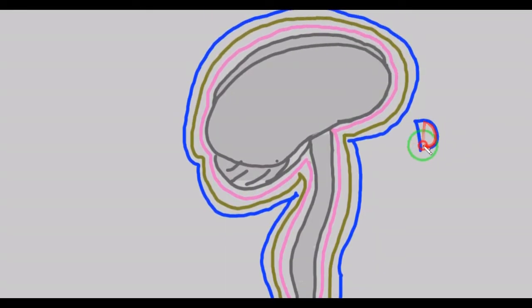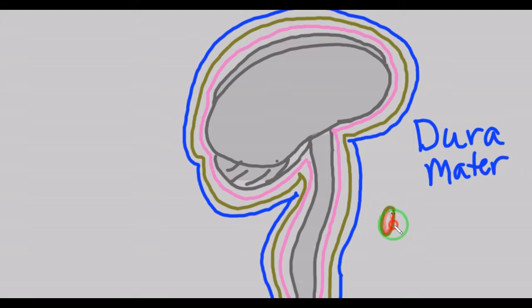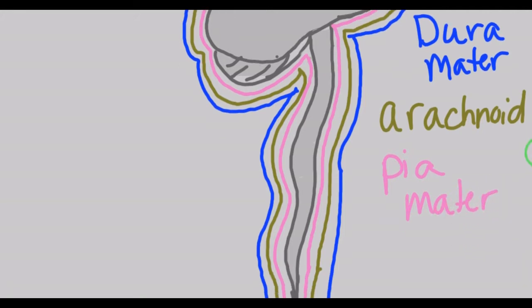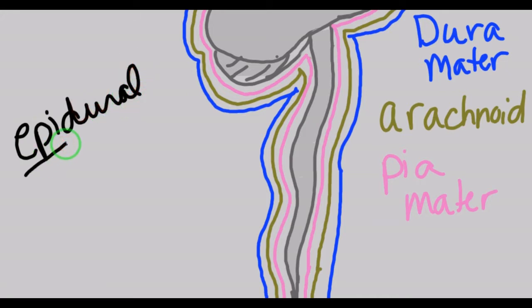So again, these layers were the dura mater on the outside, the arachnoid, and then on the inside closest to your brain and spine is the pia mater. So when we talk about an epidural, epi means upon, and dura is talking about the dura mater. So this is going to be on the dura mater.